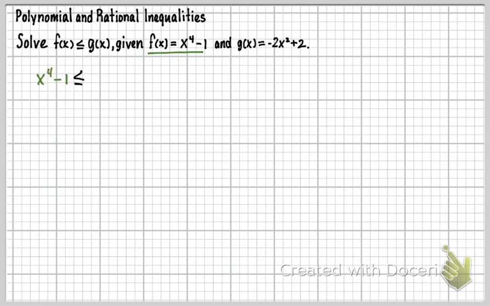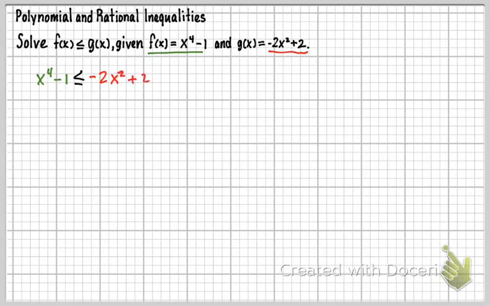And then that's less than or equal to from there. And then I have my g of x, which is here. So there's my g of x. And that's going to be negative 2x squared plus 2.